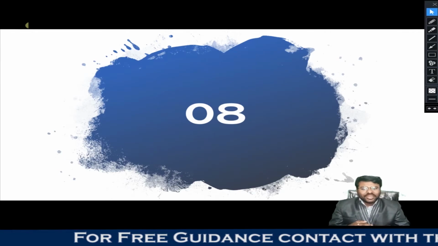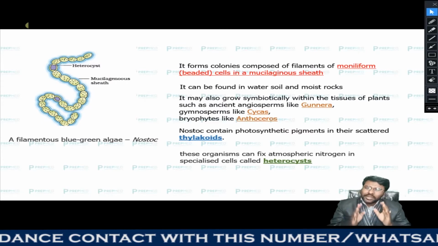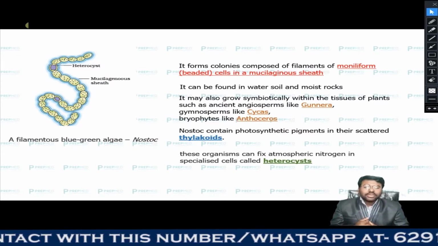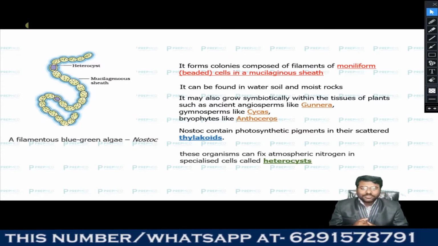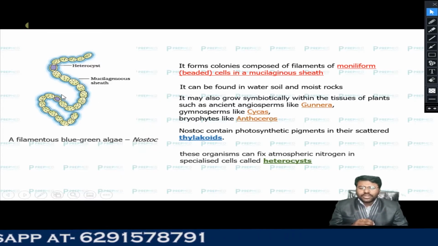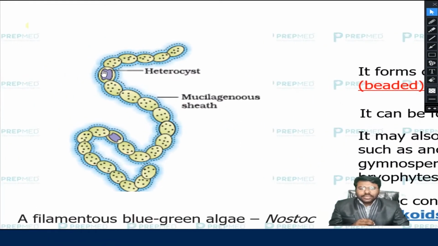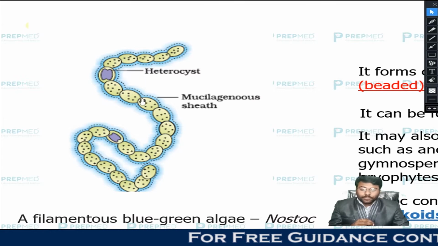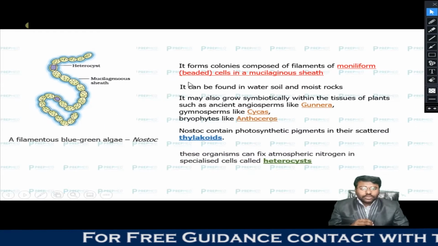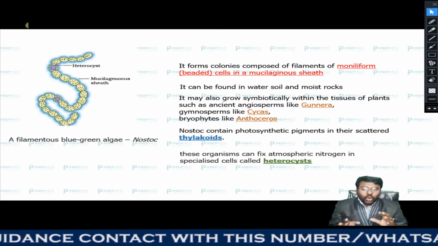Coming to the 8th slide, where you can clearly notice this image, it has come many times in AIIMS, NEET and some AIPMTs. Okay, so in this image, this is the blue-green algae, Nostoc. I'm magnifying this. This is a heterocyte, and there is a mucilaginous sheath present over the organism. Okay, so this is the blue-green algae, Nostoc.